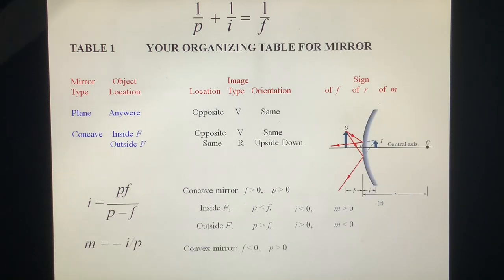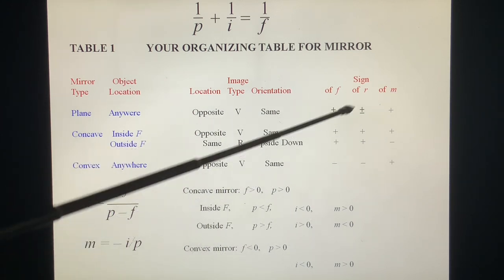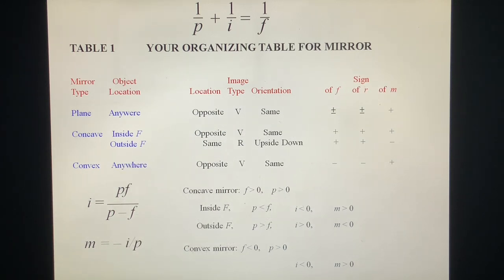Finally, we see the convex mirror. In a convex mirror, F is negative, so minus F is a positive number. On top, the numerator is negative and the denominator is positive. So I is always a negative number. I is smaller than zero, and M is a positive number. So the image is virtual, and the image has the same orientation as the object. And F is negative, R is negative, but M is positive.